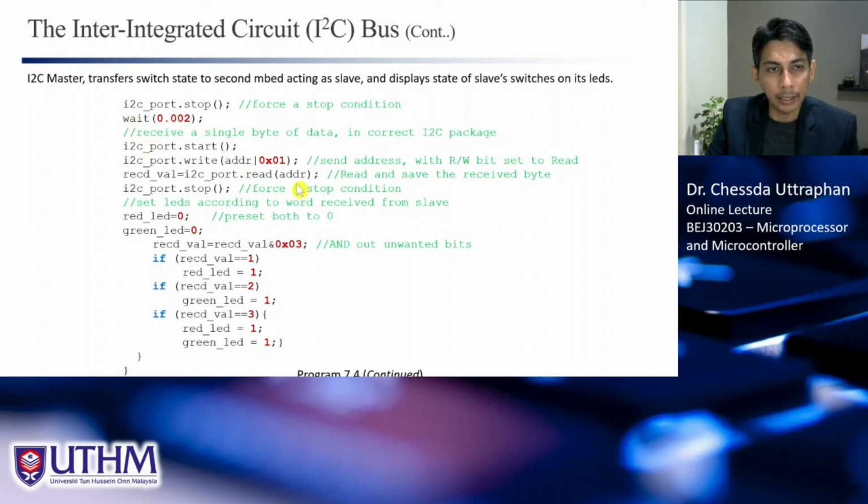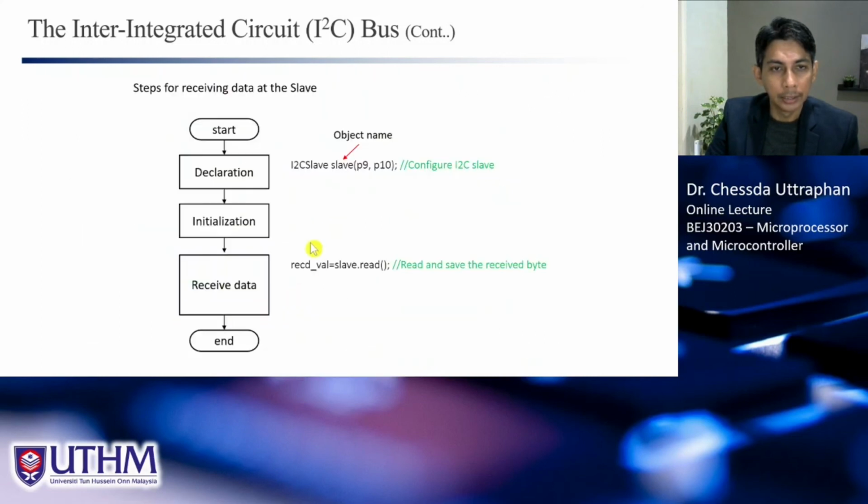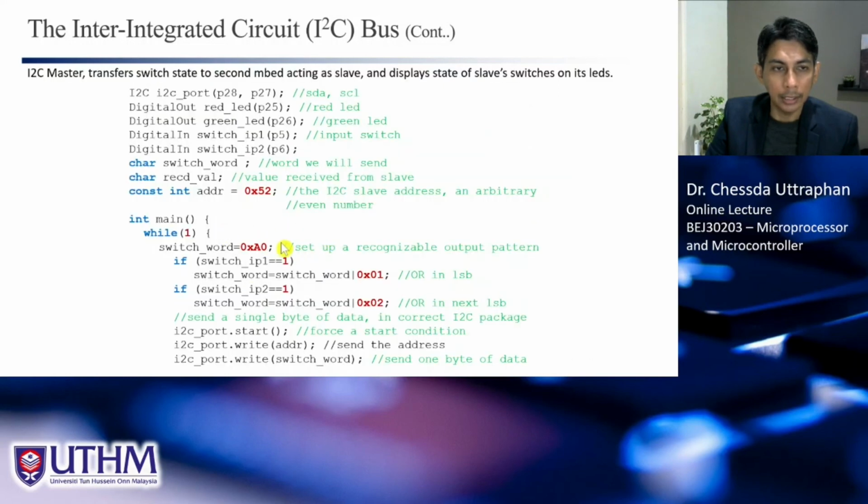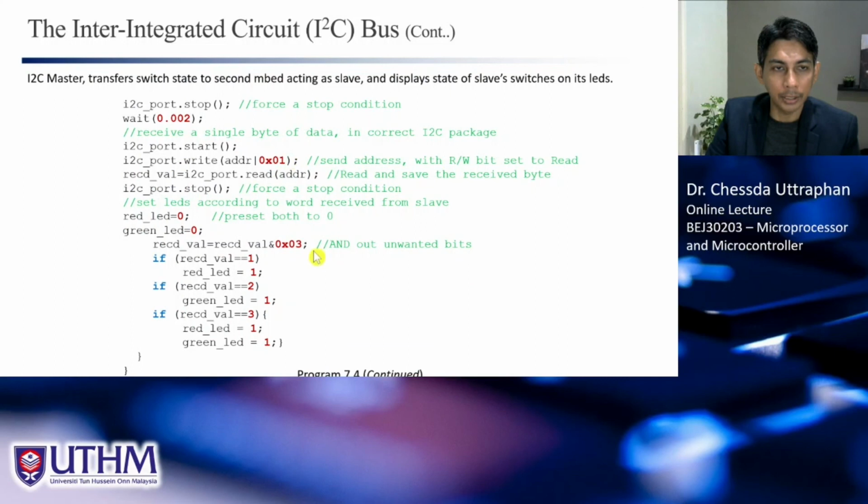And this case is for receiving from the slave, or we read from the slave. And again, the slave will send the data, its switch condition here, and will turn this LED. Let's see how to read the data from the slave. So this is the read part.